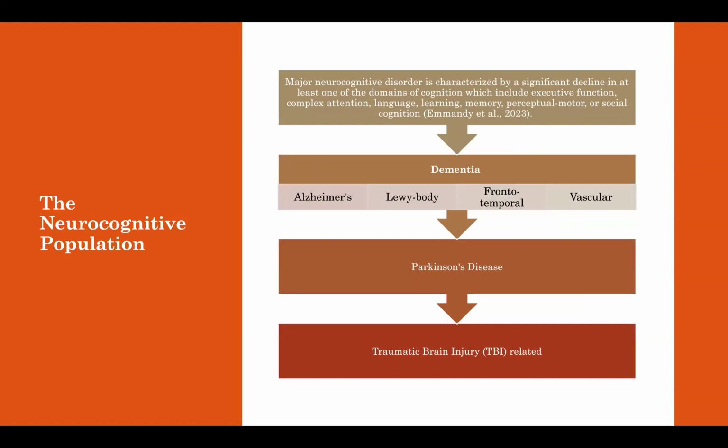To discuss the neurocognitive population, a major neurocognitive disorder is characterized by a significant decline in at least one of the domains of cognition. This can include executive function, language, memory, complex attention, learning, perceptual motor, or social cognition. There are 4 different types of dementia: Alzheimer's, Lewy body, frontotemporal, and vascular, with Alzheimer's accounting for the majority of those diagnoses. But neurocognitive disorders can also include Parkinson's disease and traumatic brain injury.